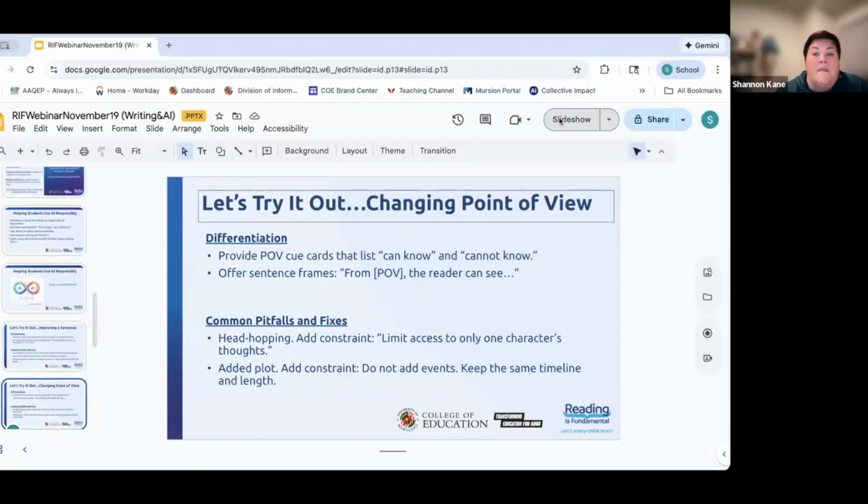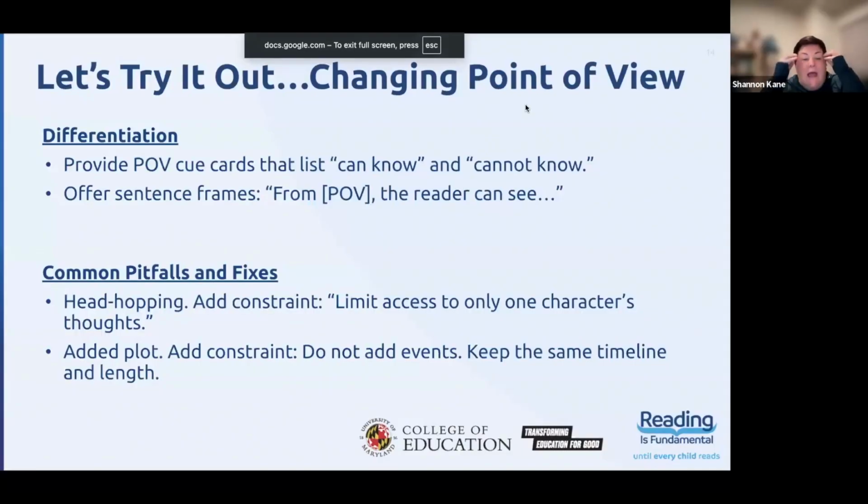And so some common pitfalls, because our students are learning, let's be honest, we have the same pitfalls as well, is that our students sometimes will head hop, right? Meaning that we would do the diving board character and then someone else, and so that's why we talk about limiting access. So we don't want to add events, we want to keep the timeline the same. But you know what? You could change it, and that goes back to the differentiation, right? You could have point of view cards, the list of what they can know and not know, reminding students of the different points of view, and offer sentence frames. So these are all things that you can do with your students.